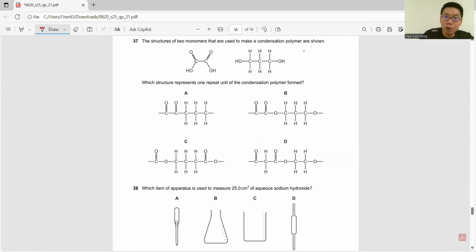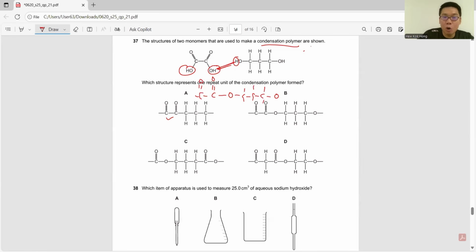37. The structures of 2 monomers used to make a condensation polymer are shown. Here I have a dicarboxylic acid, and here I have a diol. Each carboxylic acid will release OH and react with this H to form water. And then here we directly link with the O, because the OH is removed, and then 3C with one more O. So we see how it goes.